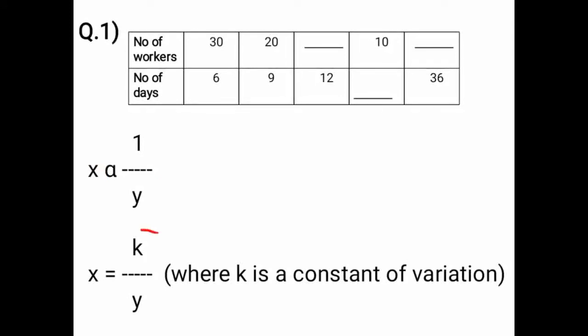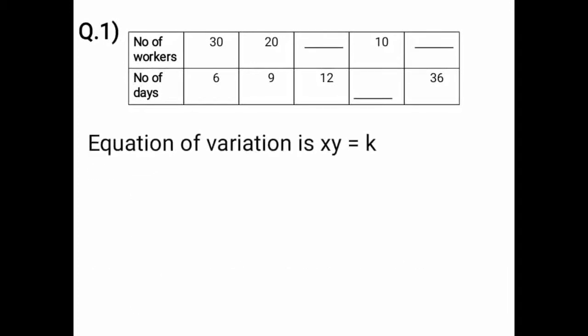When you are finding the constant of variation in inverse variation, you have to multiply. You have to cross multiply if you want to write the equation of variation. The equation of variation is xy is equal to k. x is equal to 30, y is equal to 6 is given. Now substitute the value of x is equal to 30, y is equal to 6.